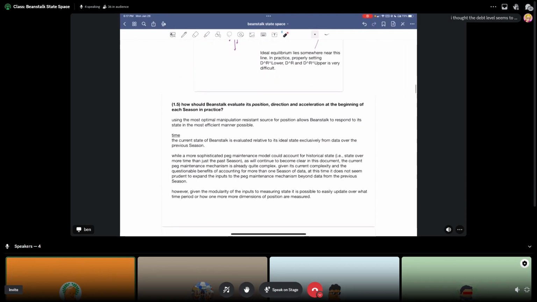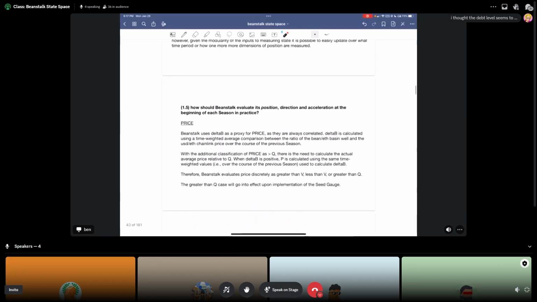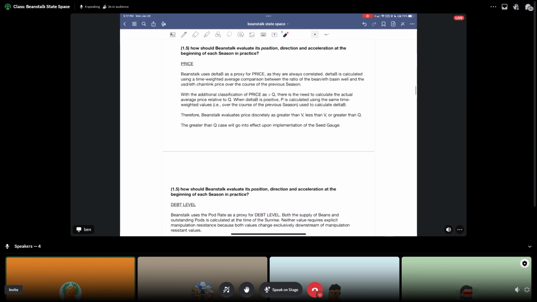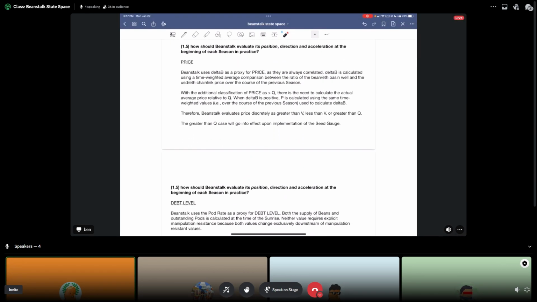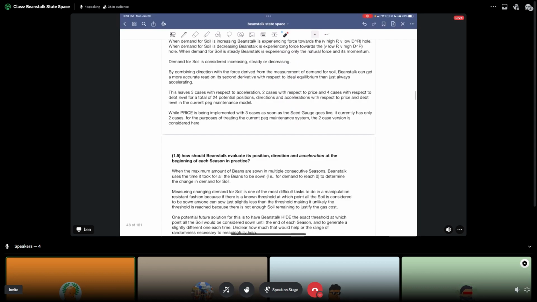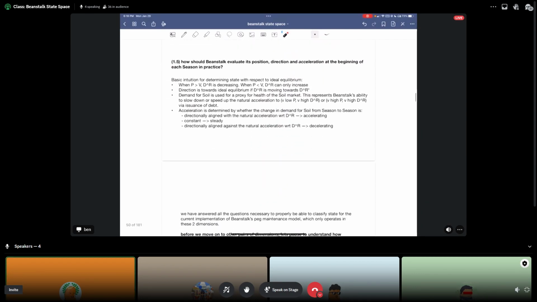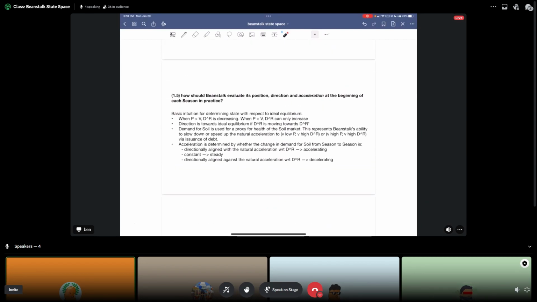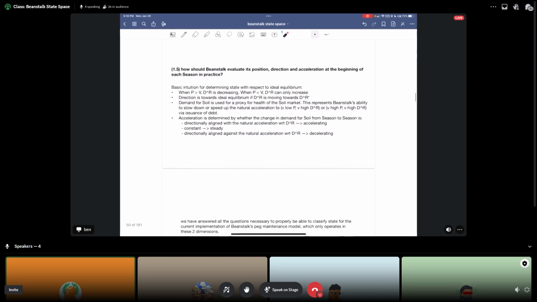There's 2 prices, 4 debt levels, and then 3 measurements for demand for soil, and that's where the current 24 cases come from, where it's either accelerating, steady, or decelerating based on demand for soil towards or away from ideal equilibrium based on the direction that is implied from the price and the debt level. So that's how the current system is measured. That's how Beanstalk measures what's going on.